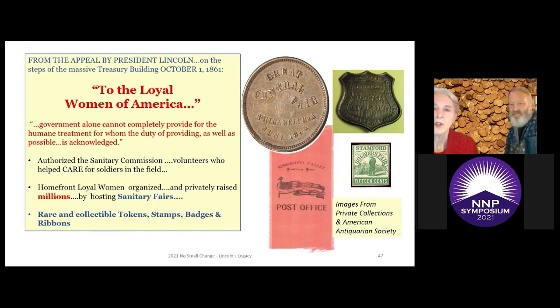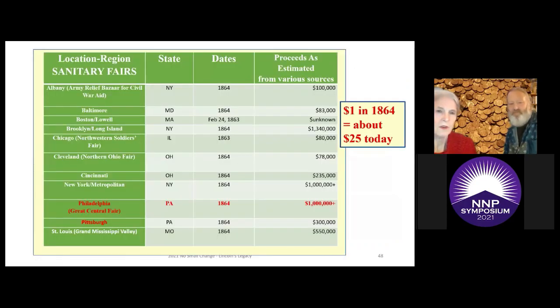The Great Central Fair that you see as the token in the center here is from Philadelphia, 1864. Extremely rare, very collectible. Stamps were designed and sold. The ribbons were designed and sold. These were across the country and are still extremely collectible for people today. These sanitary fairs were across the country. This was a way of bringing the country together, the women together, to do something that had never been done before, to create this central cause.